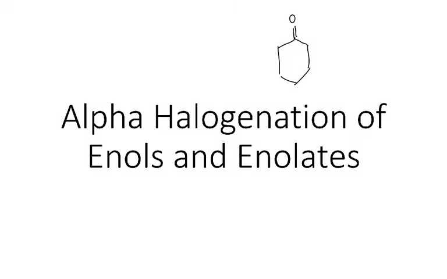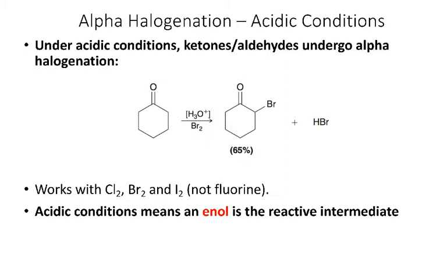Okay, in this video we're going to take a look at the first of several reactions that our enols and enolates can undergo. The type of reaction we're going to look at is alpha halogenation. This is where we install a halogen of some kind in the alpha position. We're going to see how this reaction can be accomplished under both acidic and basic conditions.